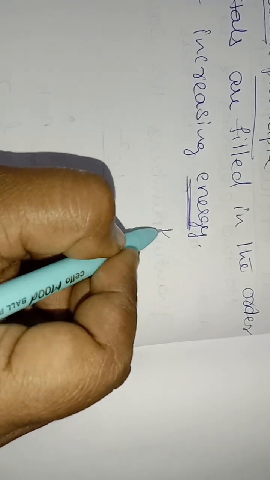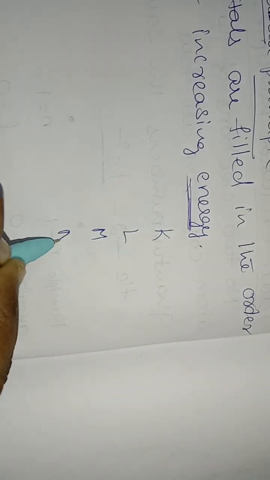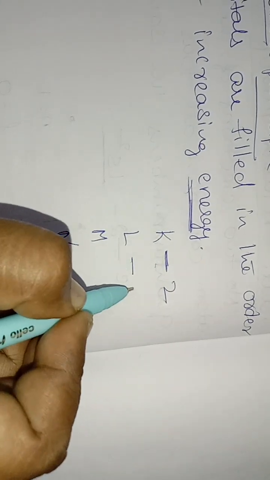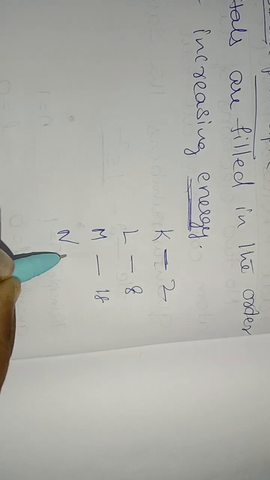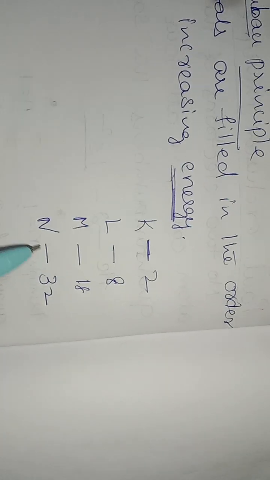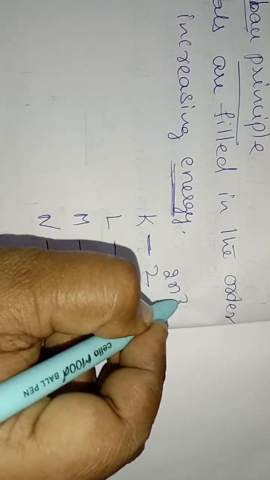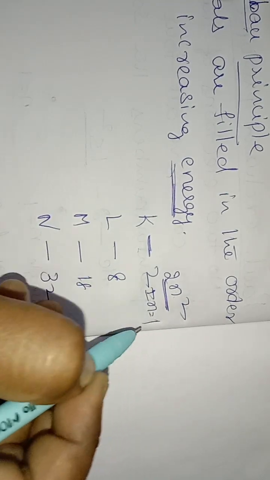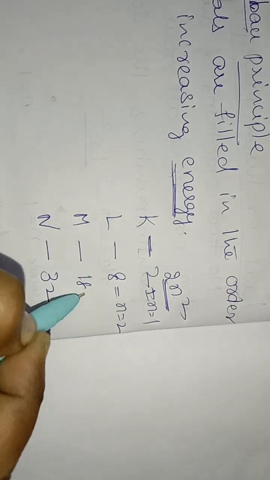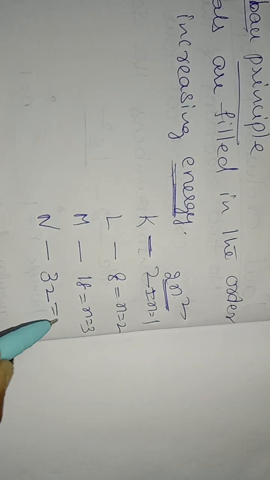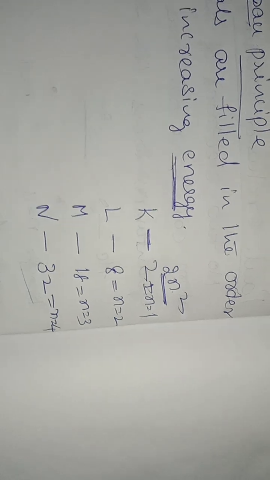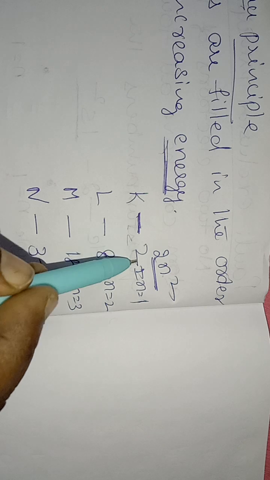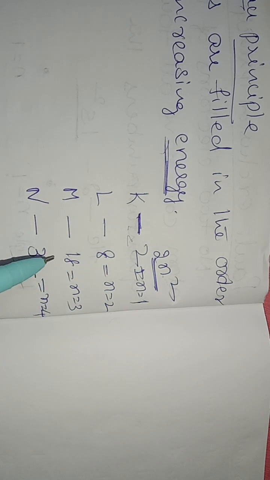Maximum number of electrons in any main shell. In the main shells we have K, L, M, N, right? So how many electrons can come in a main shell? Here 2, here 8, 18, 32. This comes from the 2n square formula. Here n equals 1, n equals 2, n equals 3, n equals 4. If you substitute the n values, you will get the maximum number of electrons occupied in that main shell, right?